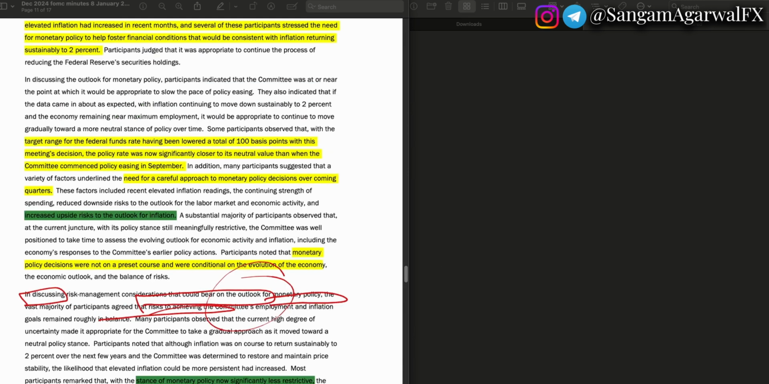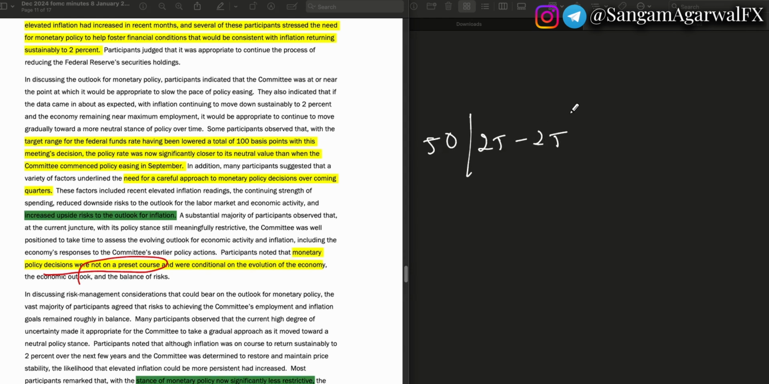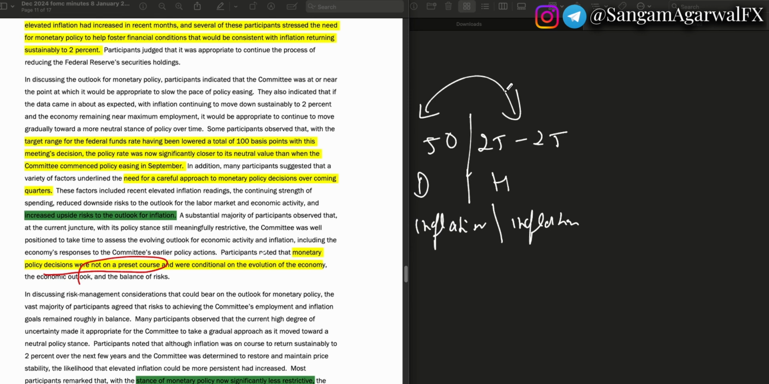They are saying repeatedly that monetary policy is not on a preset course. But if you see, before the election they did 50, after the election they are doing 25. Before the election they were dovish, after the election they are hawkish. Before the election they were ignoring inflation, but when you read this minutes PDF you will see there is a big change in their tone. They are now seeing inflation risk. So there is a big change in their tone compared to before and after the election.